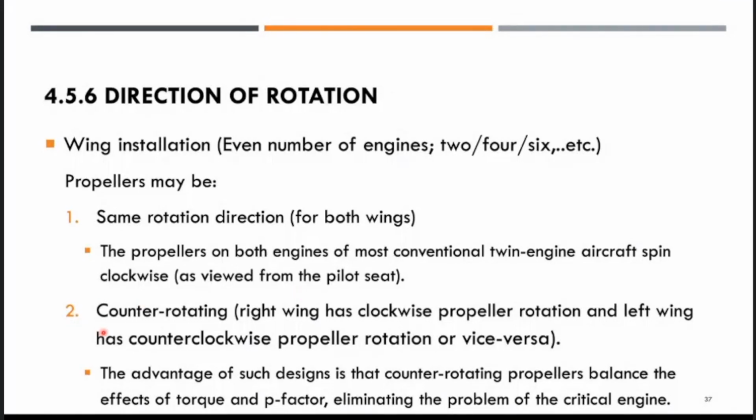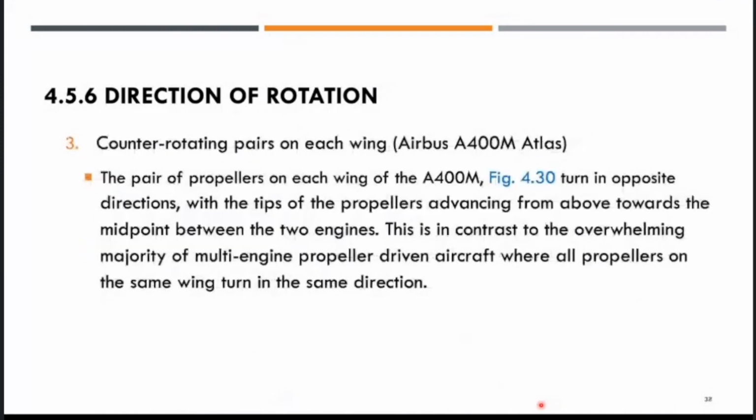Okay. And then we can also have propellers having counter-rotating arrangement. Right wing has clockwise propeller rotation. Left wing has anti-clockwise propeller rotation, or vice versa. It depends on the arrangement, right? The advantage of such design is that counter-rotating propellers balance the effect of torque and the P factor, eliminating the problem of the critical engine.